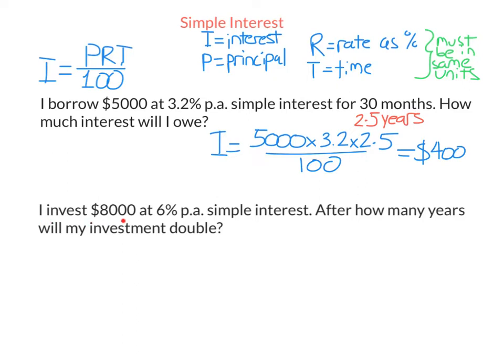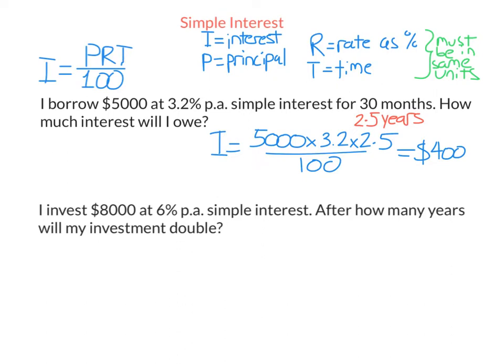All right, let's look at this example now. So this time I'm investing $8,000, 6% per annum simple interest. After how many years will my investment double? This formula is the same whether you're borrowing or investing. But this question's different because I'm not asked what is the interest. I'm asked after how many years my investment will double. I'm actually being asked to find T.